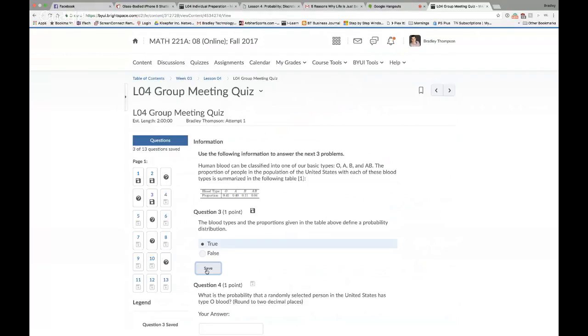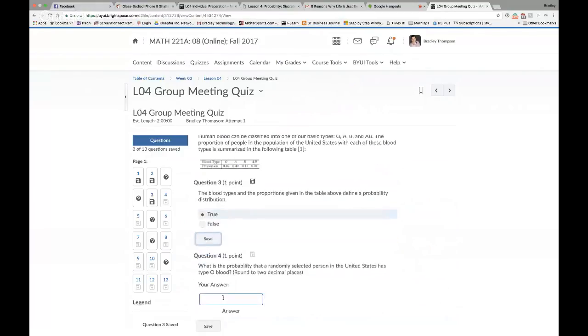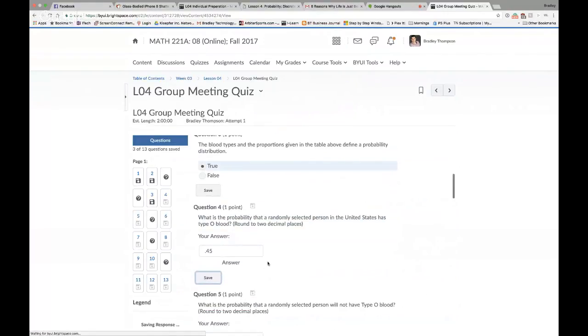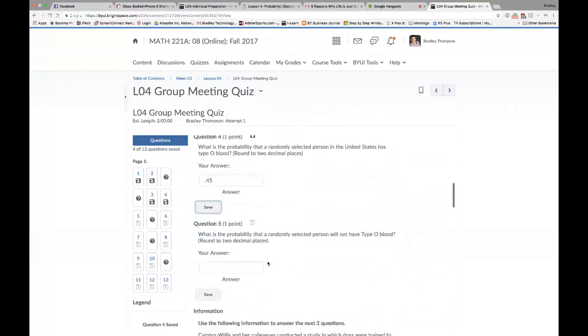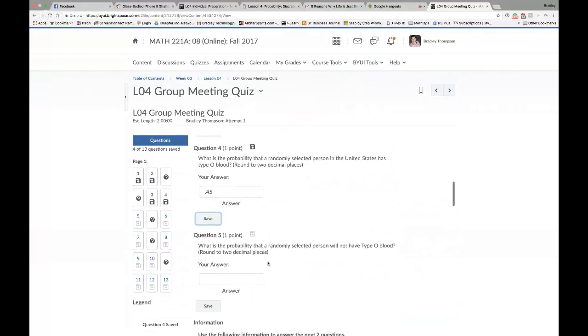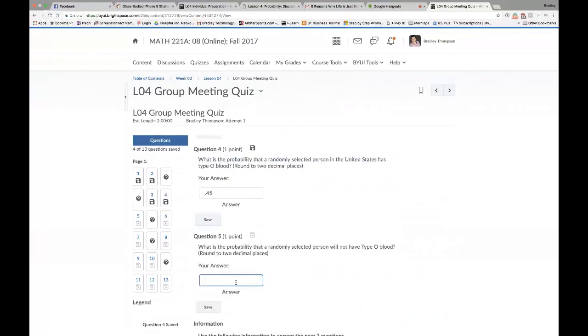What is the probability that a randomly selected person in the United States has type O blood? So I'm assuming we're using this table. Yeah, so it's using that table. So wouldn't that be 45% or 0.45? Yeah, I guess it would be 0.45. This is so far even easier than the preparation. So the next one is 0.55, right? 0.55, yes.